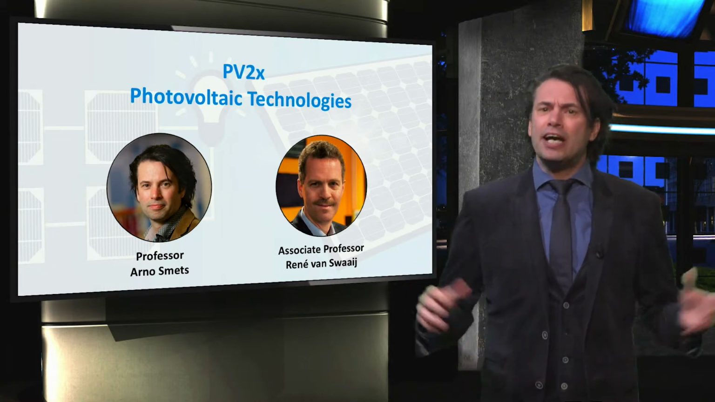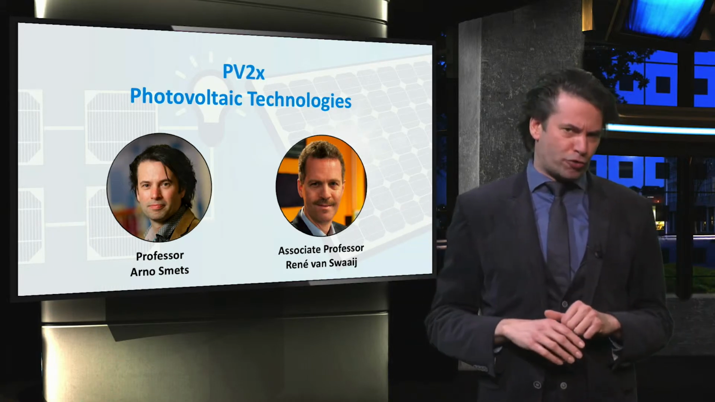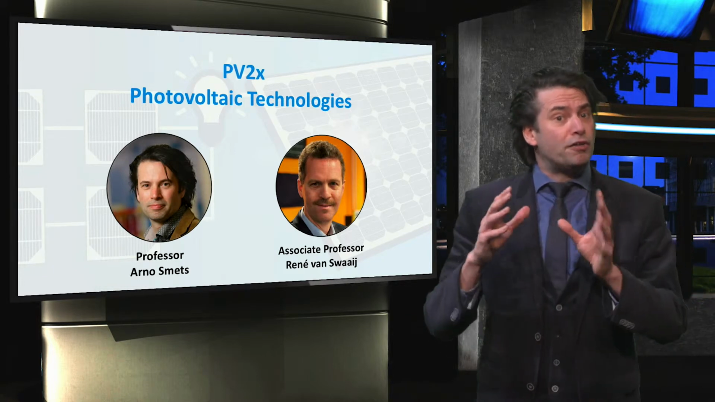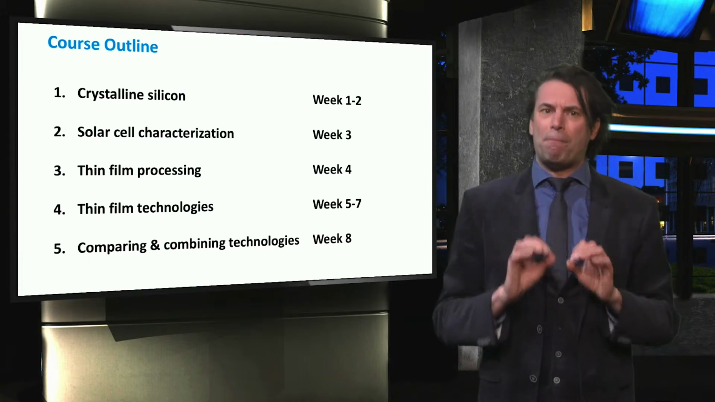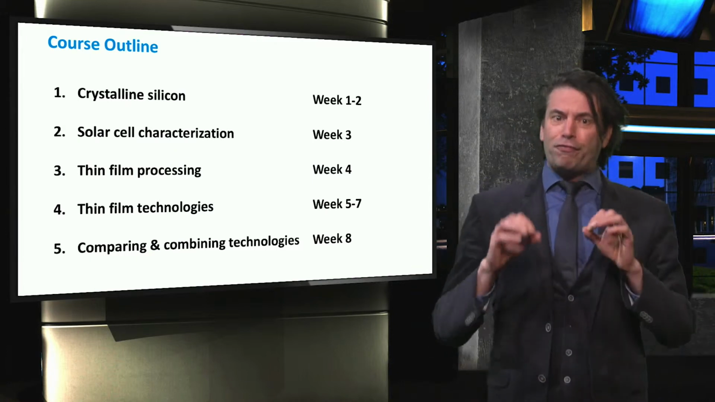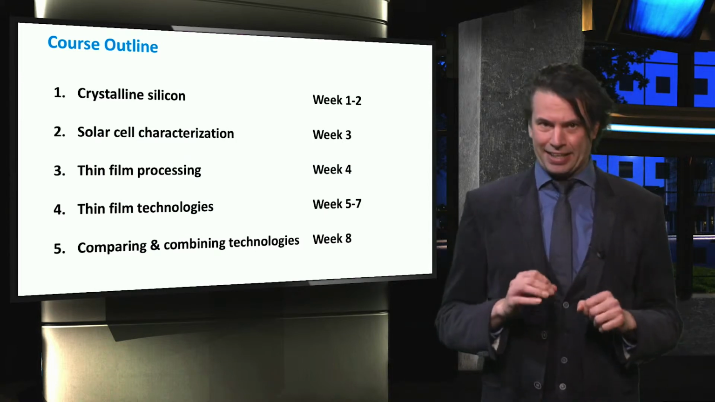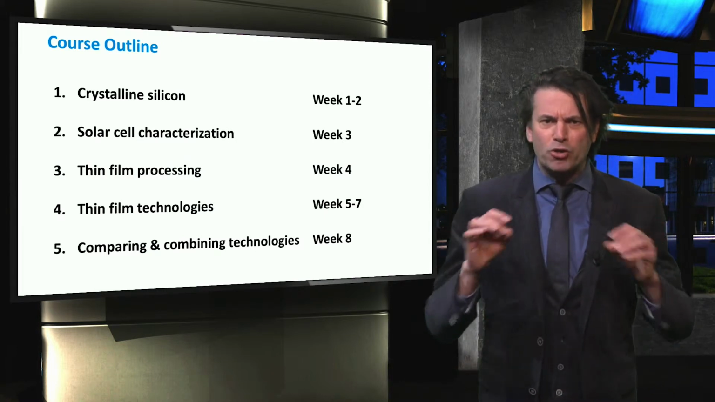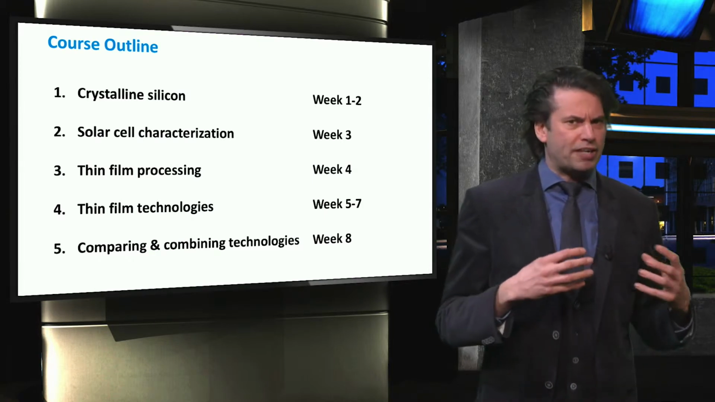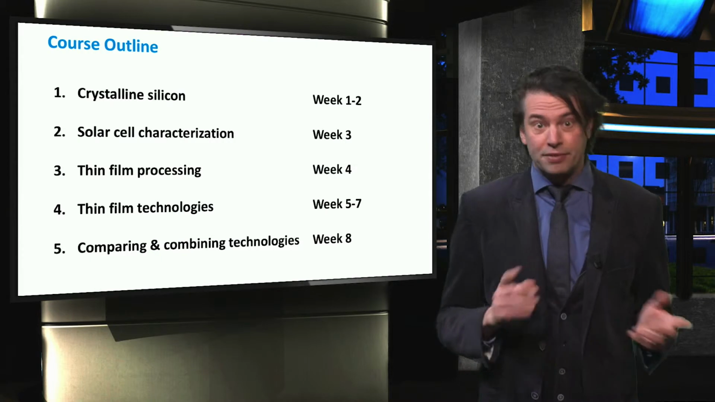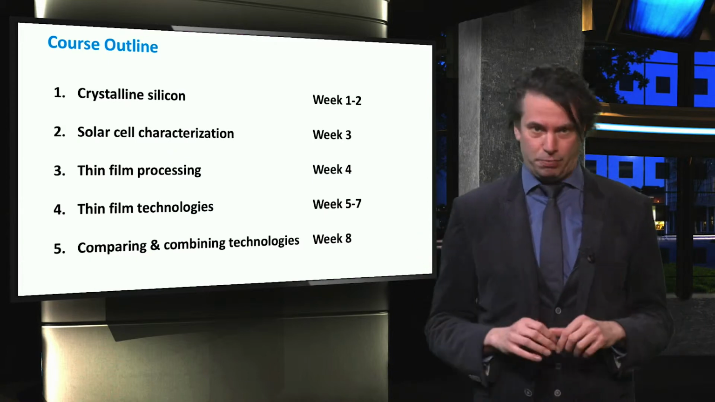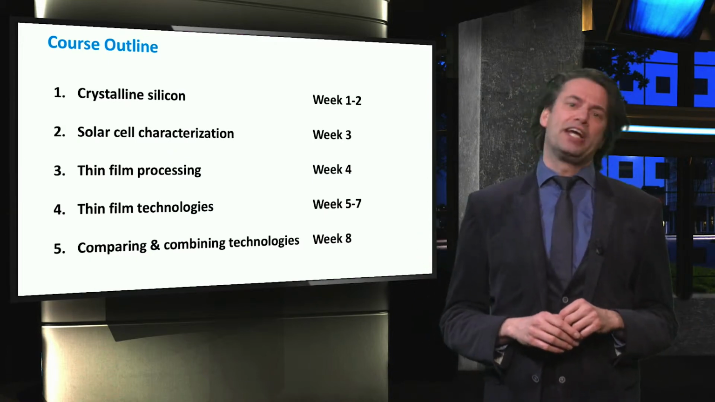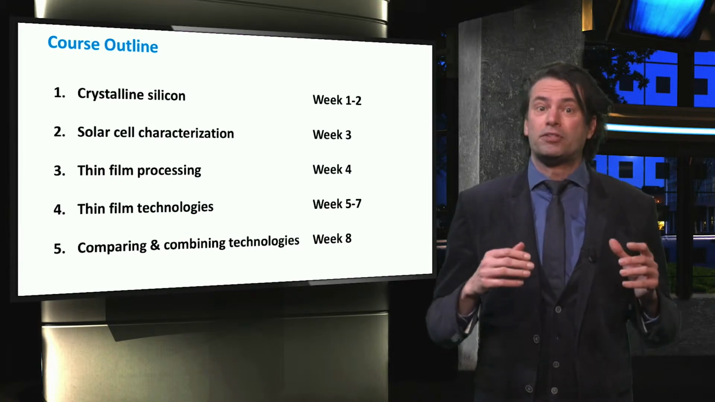Our group has expertise in teaching and research in all aspects of photovoltaics, from fundamentals to device fabrication and full system design. The course Photovoltaic Technologies is split into 5 parts. After a short introduction, the first 2 weeks will be about crystalline silicon. In week 3, we will discuss the most important techniques used to characterize the performance of solar cells. Then in week 4, we will look into the processing techniques used for thin films. Next, we will spend 3 weeks discussing the different thin film technologies themselves.